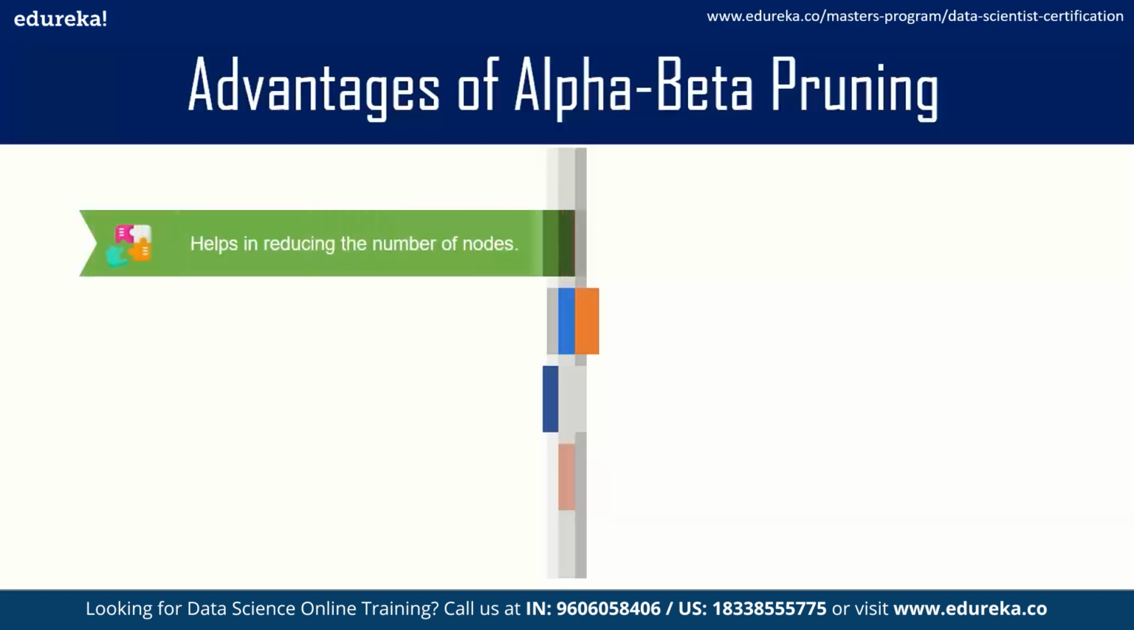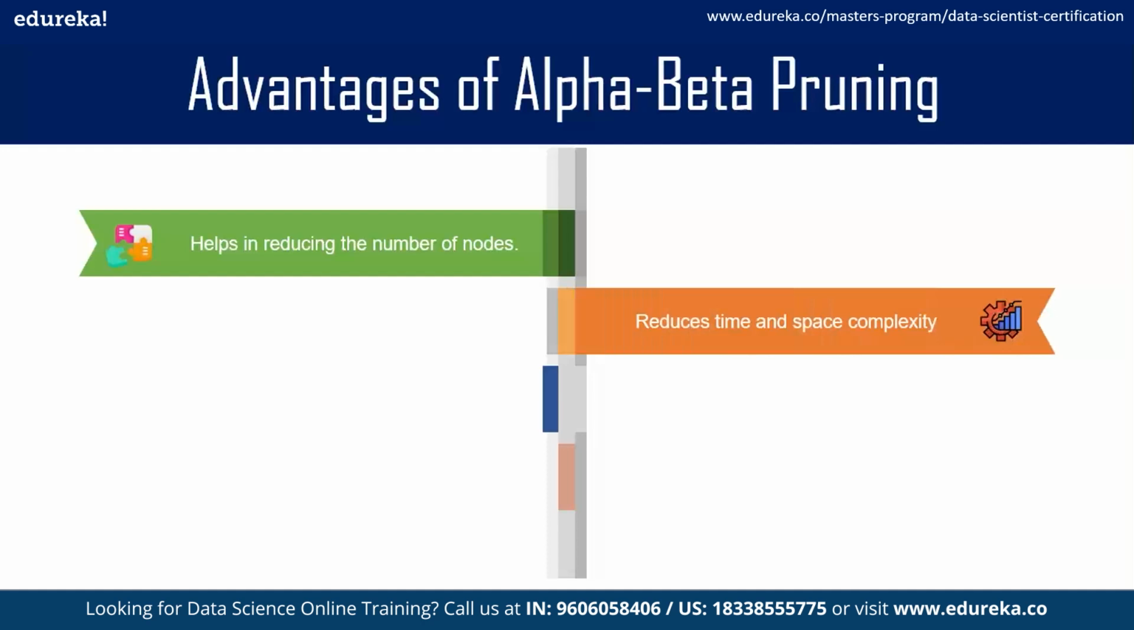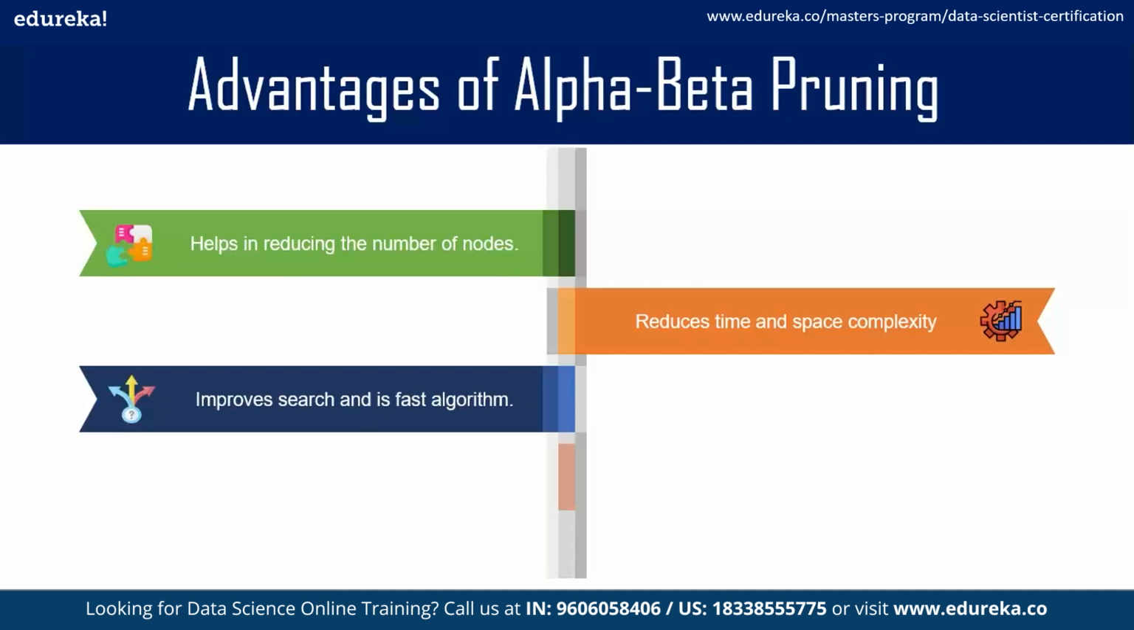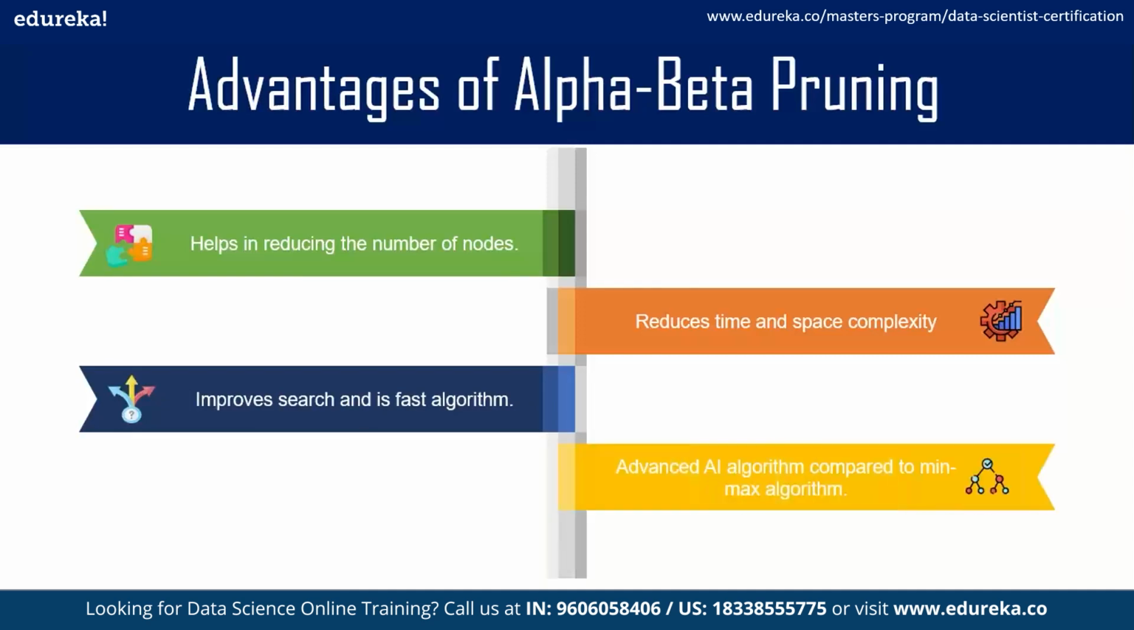So let's cover the advantages. The advantage is that it helps in reducing the number of nodes, as we have seen in the working. It reduces the time and space complexity, and this again links to limiting the number of nodes and reducing the time and space complexity involved in alpha beta pruning. It improves the search, and it is a really fast algorithm when we compare it with the minimax algorithm. And also it is an optimization of minimax and an advanced version of the minimax algorithm. So these were the advantages of alpha beta pruning.